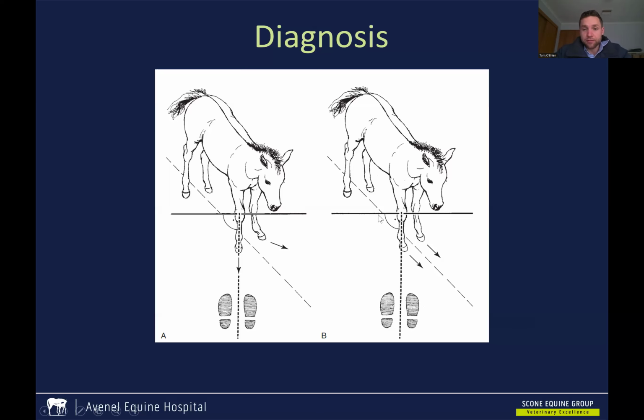Now, if we look at the foal on the right, you can still see that set of footprints standing perpendicular to the carpus. So they're standing in the right location. And then you can see that actually the toe is going inwards. And so that foal would have a varus deformity of the carpus.